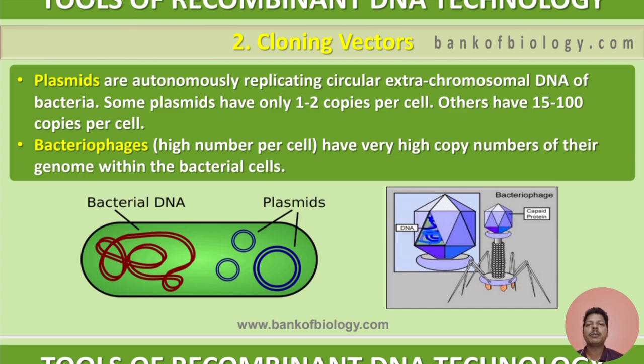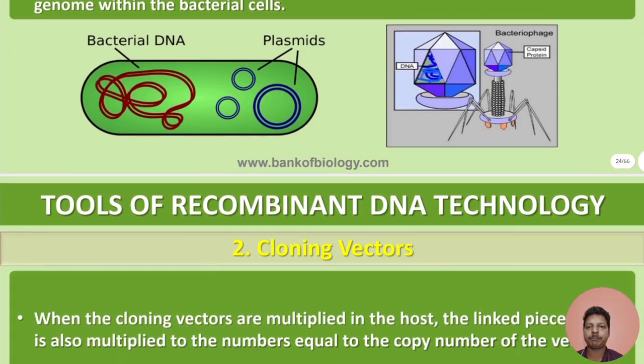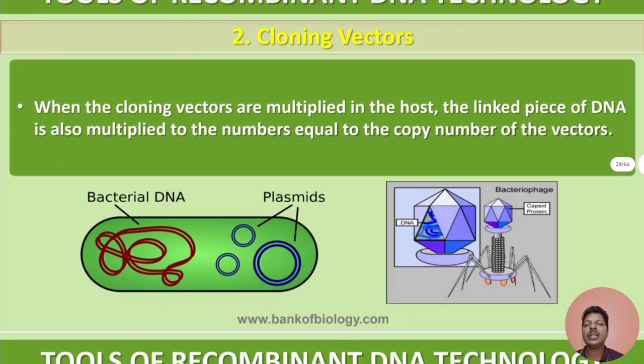Plasmids are autonomously replicating circular extrachromosomal DNA of bacteria. Some plasmids have only 1 to 2 copies per cell, others have 15 to 100 copies per cell. Bacteriophages have a very high copy number of their genome within the bacterial cell. When the cloning vector is multiplied in the host, the linked piece of DNA is also multiplied to a number equal to the copy number of the vectors.